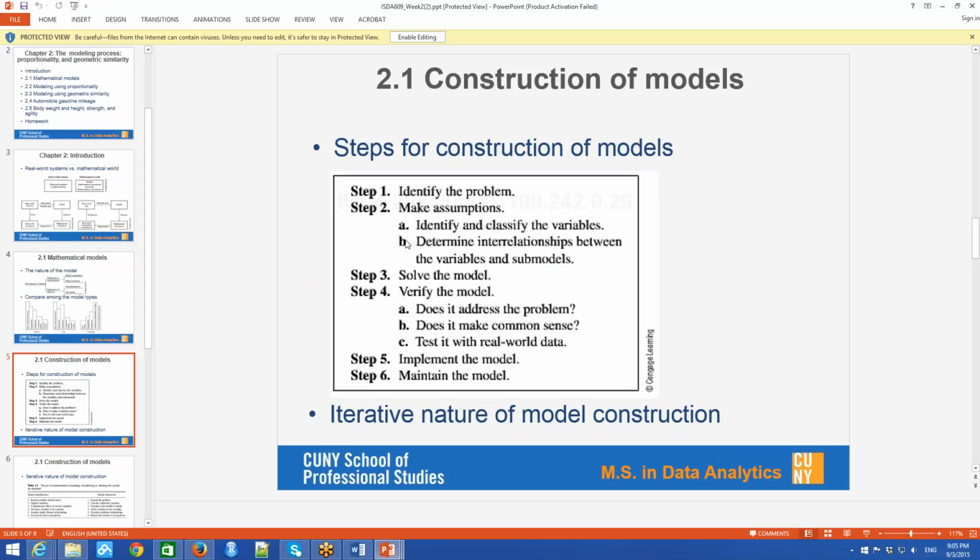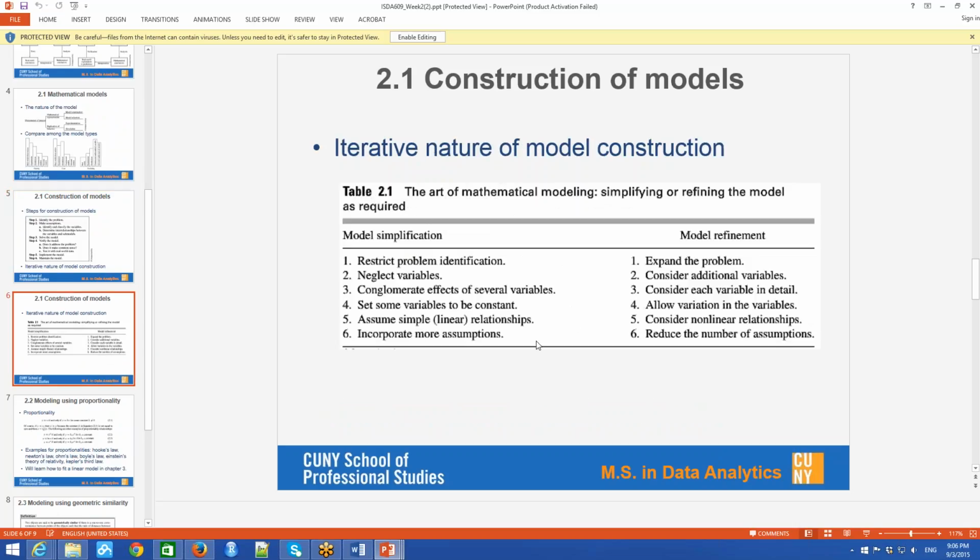And then all the steps: identify a problem, make assumptions, solve the model, verify the model, implement the model, and maintain the model. It is an iterative nature of model construction. In any of your current jobs or your future jobs, when you try to build a model, you will go through all these processes and go back and forth to improve the model. So it is iterative in nature. And with the iterative nature of model construction, you have to simplify the model, you can refine the model, and continue with the modeling process.